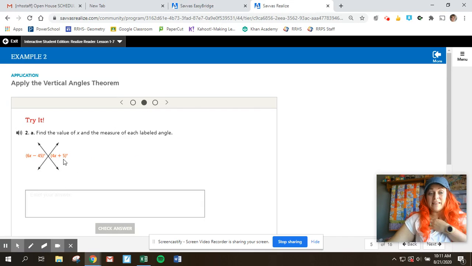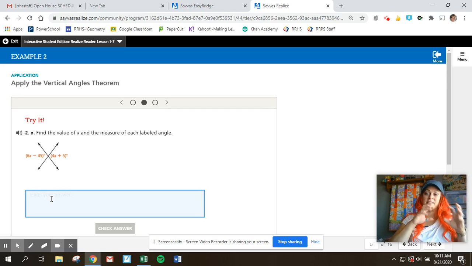All right, here's one that has algebra involved. I would do this in a step-by-step mathematical way. You could do this in your notebook, or you can do this on the computer. But bottom line is, these two things, right here and here, are vertical angles. So I'm going to say 6x minus 45 equals, what does that say, 4x plus 5? Okay, there's my equation.